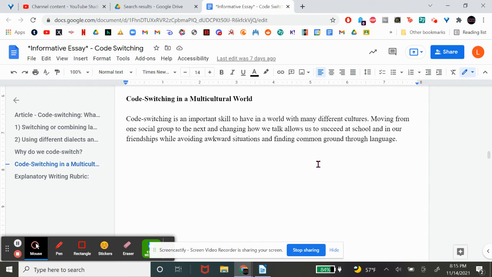Code switching in a multicultural world. Code switching is an important skill to have in a world with many different cultures. Moving from one social group to the next and changing how we talk allows us to succeed at school and in our friendships while avoiding awkward situations and finding common ground through language.